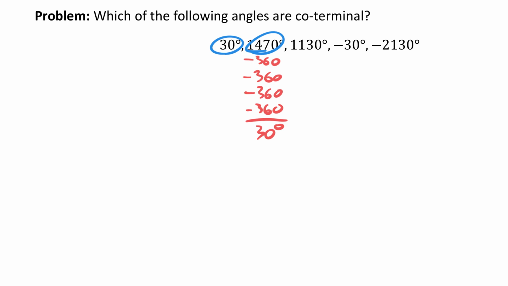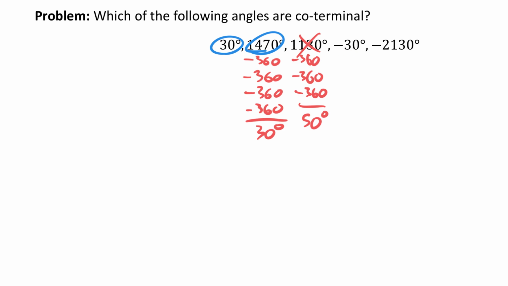Okay, well, let's try the next one. We'll keep subtracting 360s from here until we get down to an angle we recognize. So subtract 1 360, subtract 2 360s, subtract 3 360s, and that's going to give us 50. Well, if you notice, 50 is not the same as 30, so they are not coterminal.